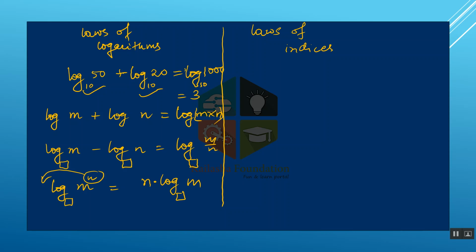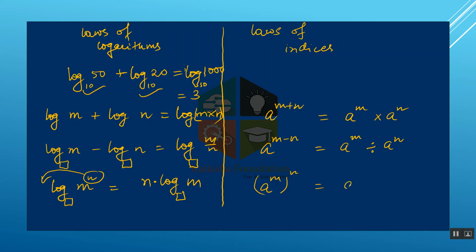And let me remind you the laws of indices. A raised to the power m plus n is equal to a raised to the power m into a raised to the power n. A raised to the power m minus n is equal to a raised to the power m divided by a raised to the power n. A raised to the power m to the power n is equal to a raised to the power m into n.